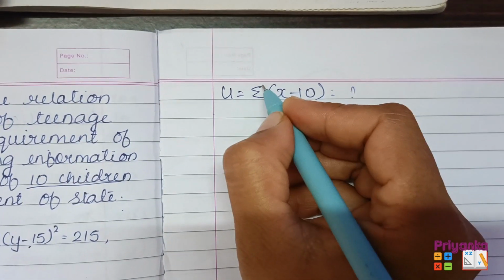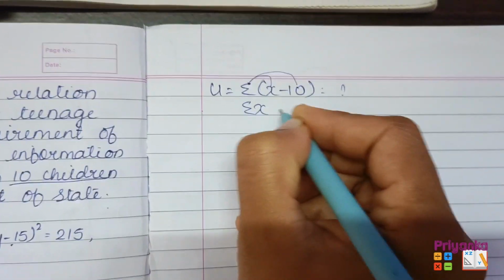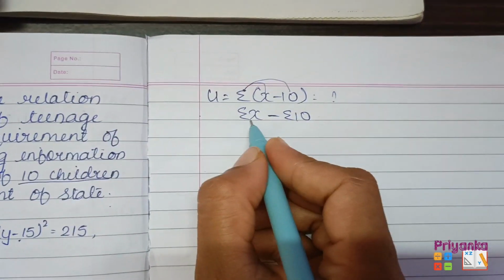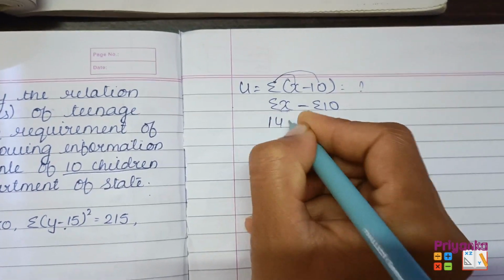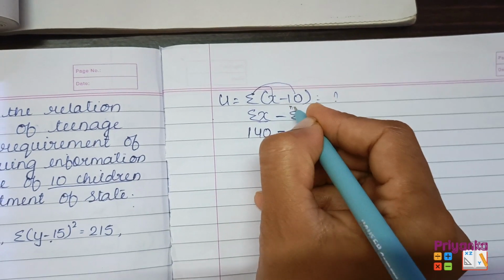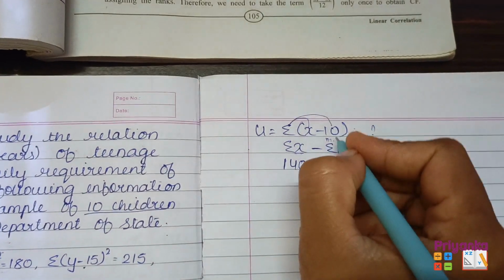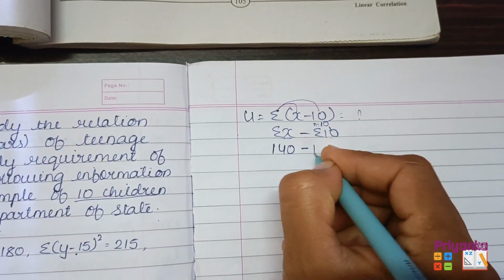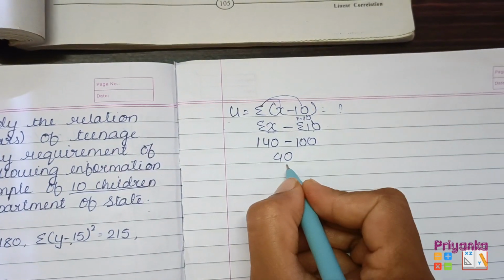So just take the multiplication, like if we remove the bracket, sigma x minus sigma 10, the equation which we used to do in mathematics. Here the value of sigma x, which is given in the question, directly we can write down 140. Minus sigma 10, remember the equation, just keep the n value at the top of the sigma, that is 10, which is given in the question. Now just do the multiplication, 10 into 10, 100. So 140 minus 100, here we get the u value as 40.